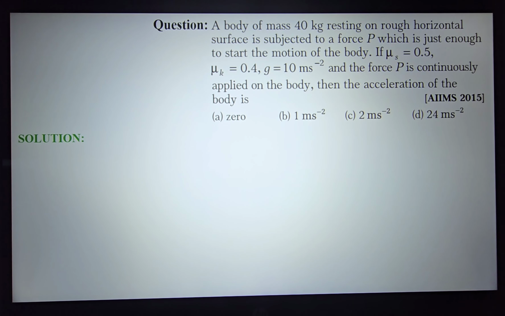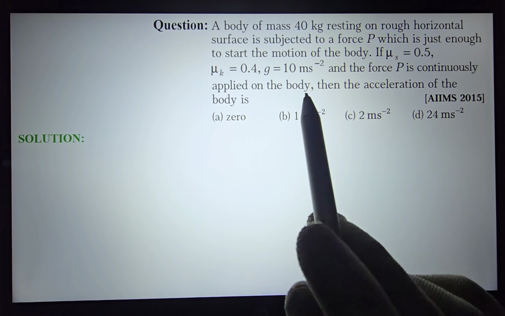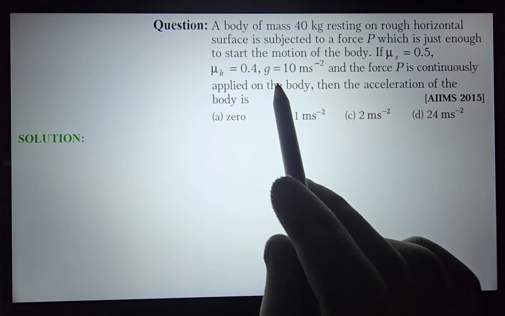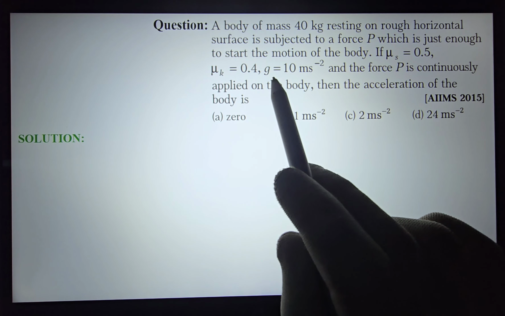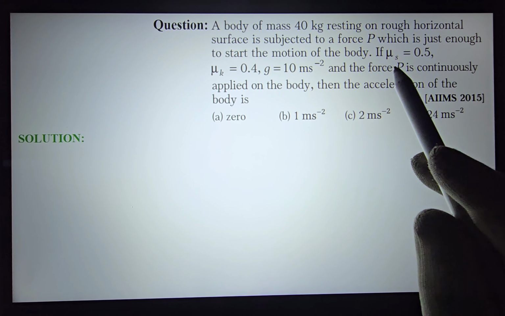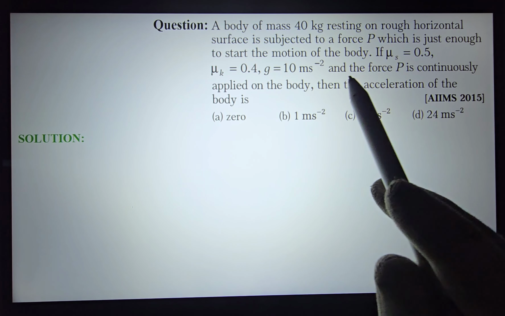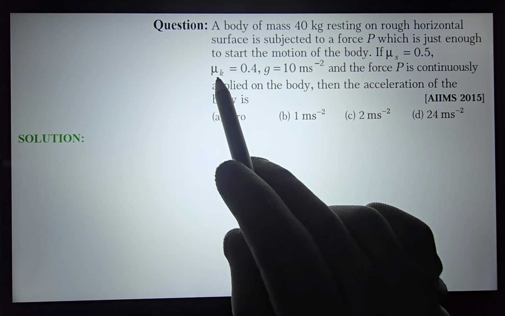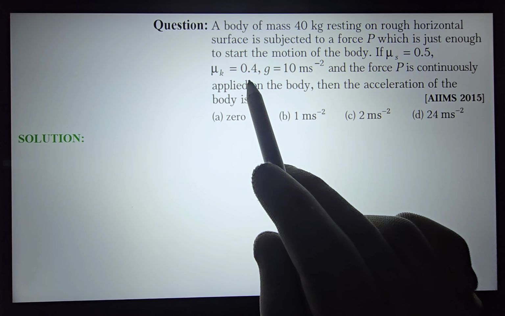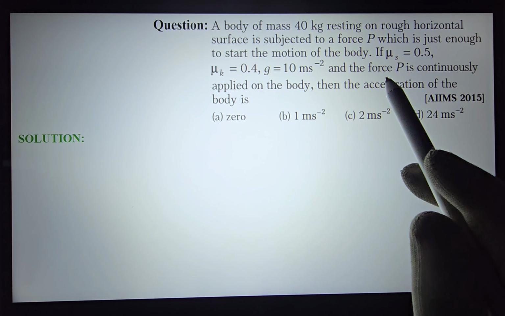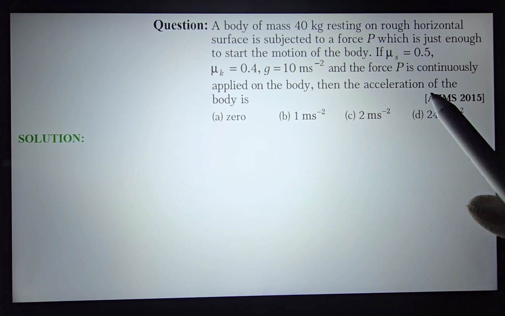Now friends, see the next question. A body of mass 40 kg resting on a rough horizontal surface is subjected to a force P, which is just enough to start the motion of the body. If mu s means static coefficient of friction is 0.5, and mu k, the kinetic coefficient of friction, is 0.4, g is given as 10 meter per second square, and the force P is continuously applied on the body, then what is the acceleration of the body?